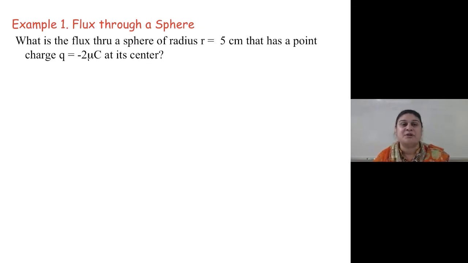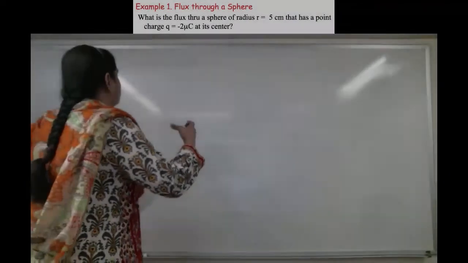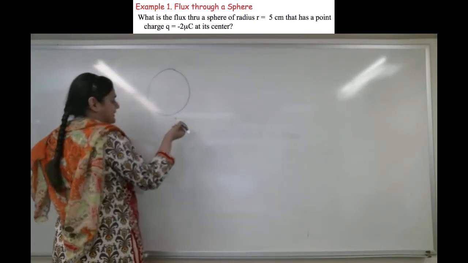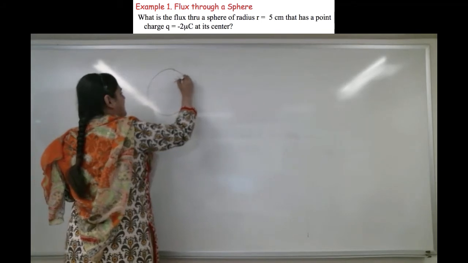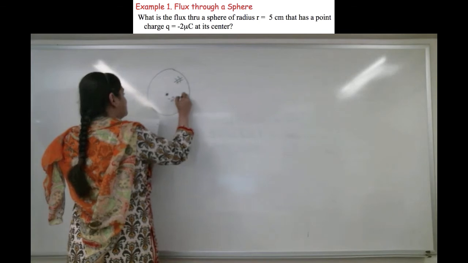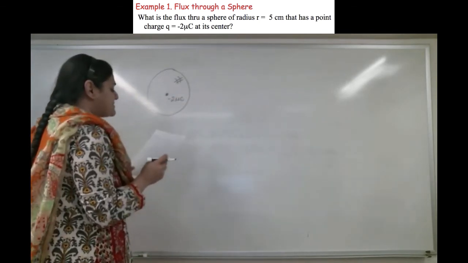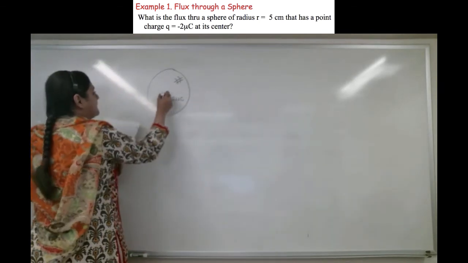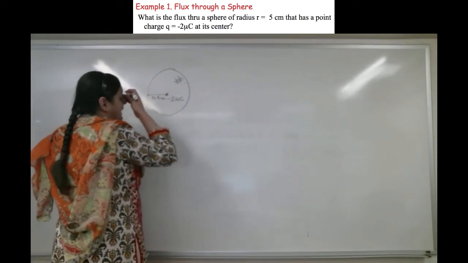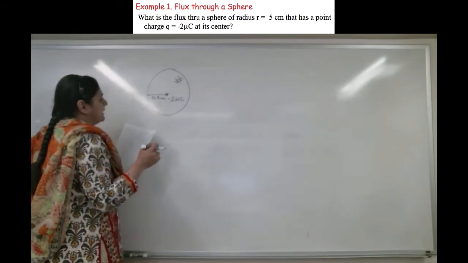What is the flux through a sphere of radius r, which is 5 centimeters, that has a point charge minus 2 microcoulomb at its center? So in this case, what it's saying is we need to calculate the flux through a sphere. So imagine this is a sphere, and it has a negative charge, as far as I can tell, -2 microcoulombs in the center. And the sphere radius is 5 centimeters.